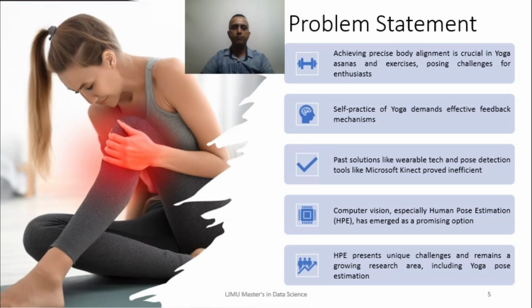With the advent and progress of computer vision in recent years, especially in the domain of human pose estimation, it has become a promising option to devise a solution for providing feedback to yoga practitioners. However, human pose estimation has its own associated set of challenges such as occlusion, different body shapes and sizes, dynamic movements, etc.